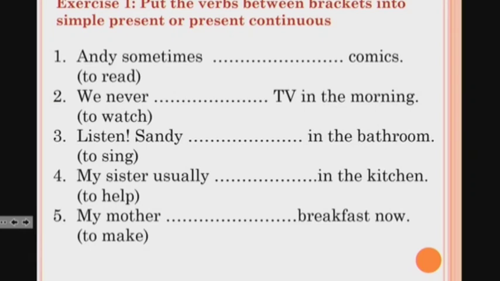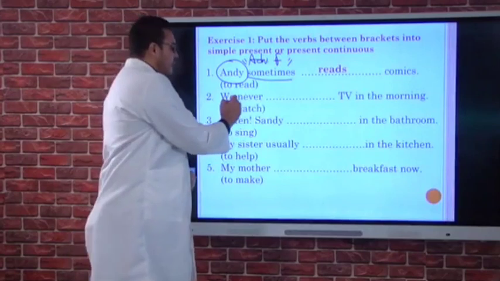Five statements, verbs between brackets. Number one, Andy, sometimes, comics, we have the verb to read. Andy, subject pronoun. What do we say? Is it simple present or present continuous? We have sometimes, pay attention to this. And we say, Andy sometimes reads, simple present, because with simple present we use adverbs of frequency.